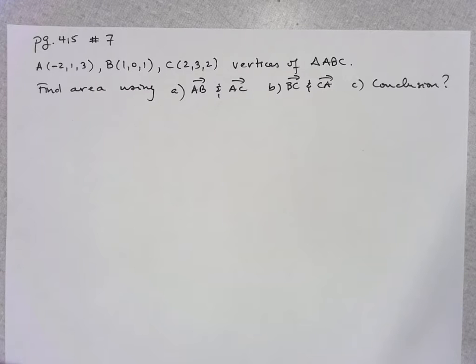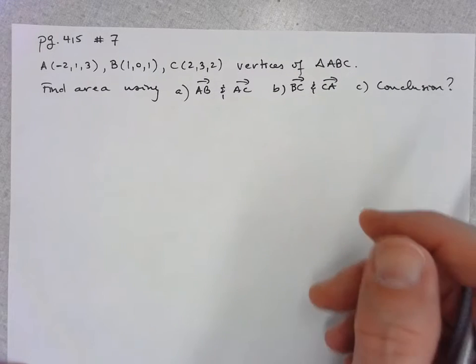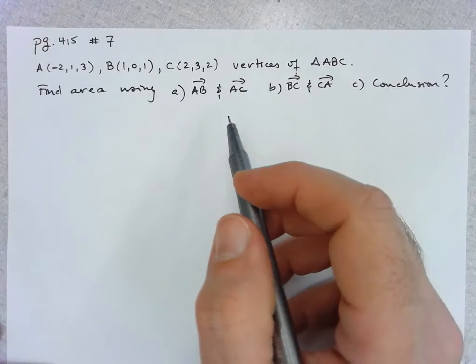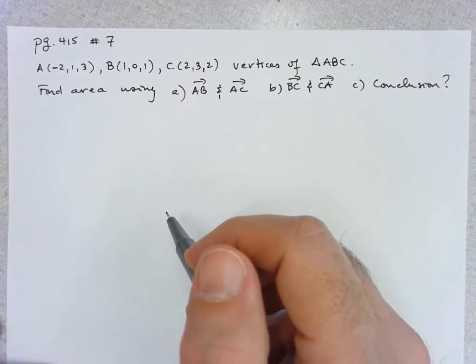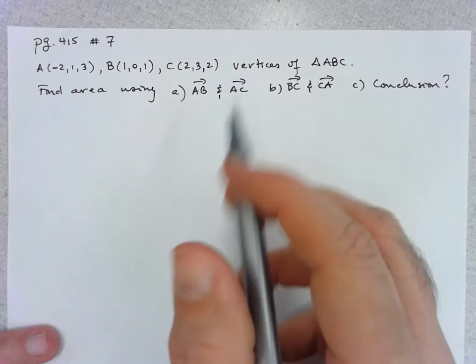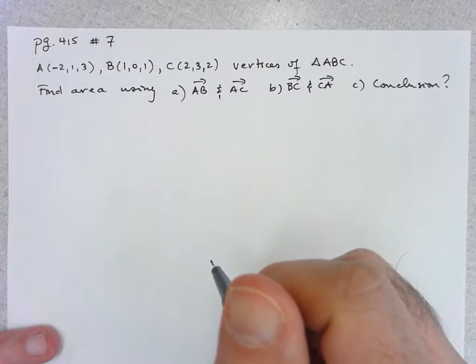Hi folks, we're going to take a look at number 7 from page 415. So they give us these 3 points, which are the vertices to a triangle, and they want us to find the area specifically using the angles given.